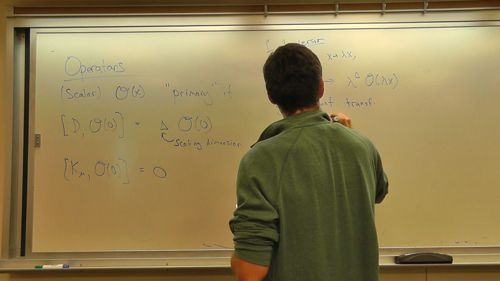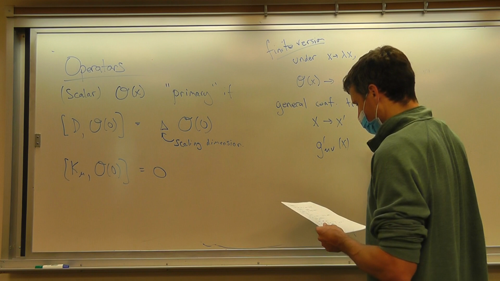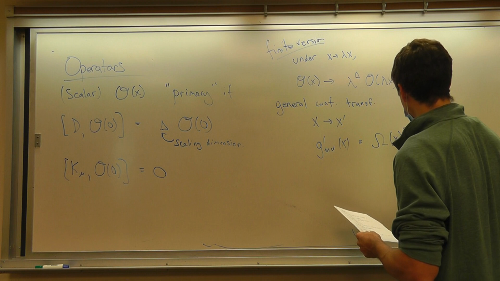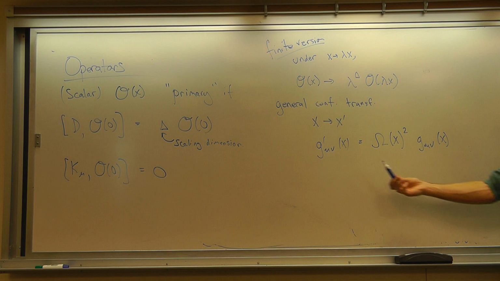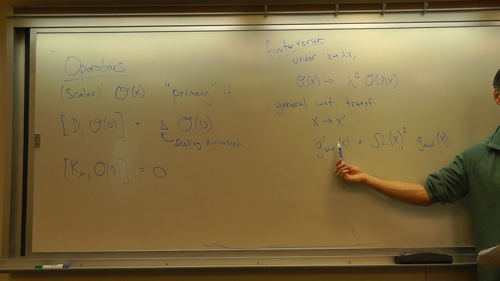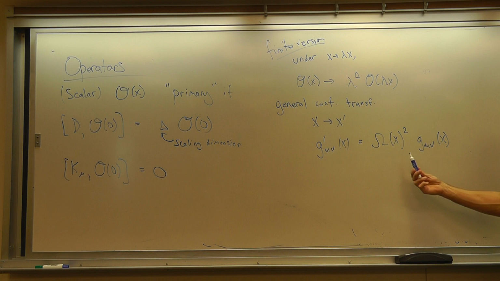So if you have a conformal transformation, x goes to x prime. The fact that it's conformal means that g mu nu prime of x is equal to omega of x squared times g mu nu of x. That's what it means to be a conformal transformation. Notice that this is not g mu nu prime of x prime. That would be the tensor transformation law. It's g mu nu prime of x. So this associates to any conformal transformation a conformal factor omega.